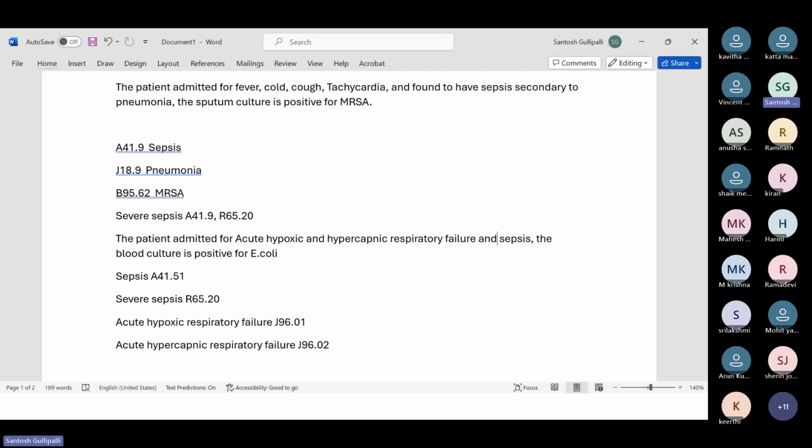In this example, there is no documented relationship between organ failure and sepsis, so we do not consider it severe sepsis. If any acute organ failure and sepsis are documented, by default we do not consider it severe sepsis. The physician must document the relationship between these two conditions, that the organ failure is related to sepsis. Only then can we consider it severe sepsis. Otherwise, we do not. Clear? Okay, sir. Clear.